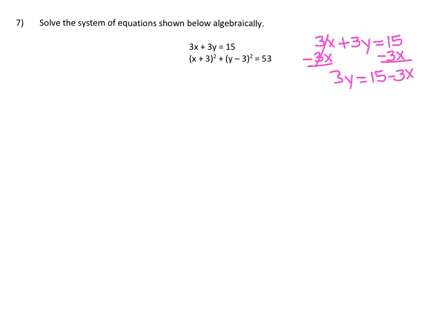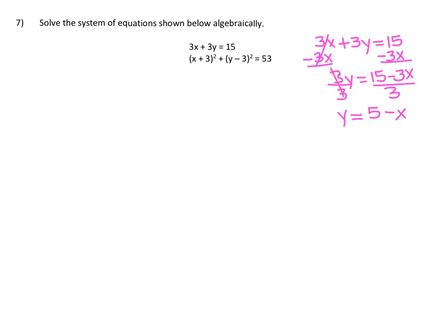And then to get the y by itself, let's divide by 3. Okay, so if we divide the left-hand side of the equation by 3, we have to divide the right-hand side of the equation by 3. All right, so that's going to leave me with y equals, and 15 divided by 3 is 5. We have to individually divide each term in the numerator by 3. And then I brought down this minus sign, and then 3x divided by 3 is just x, right? The 3's cancel off. So I'm left with y equals 5 minus x.